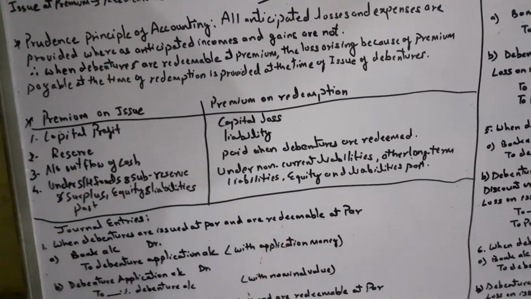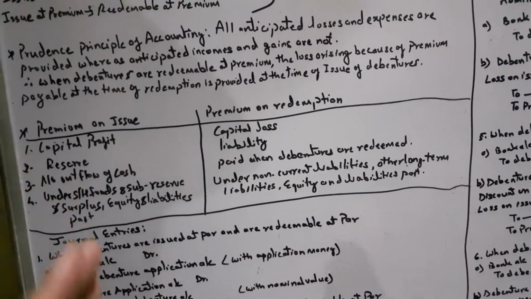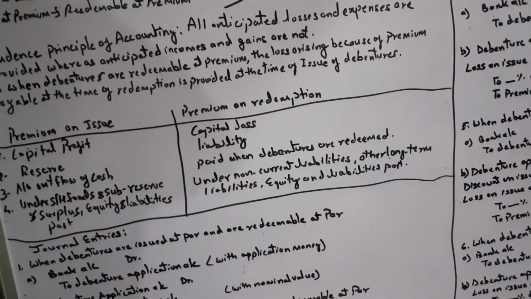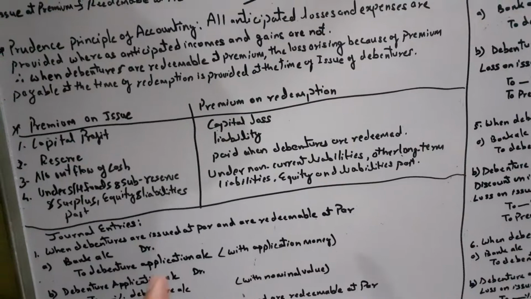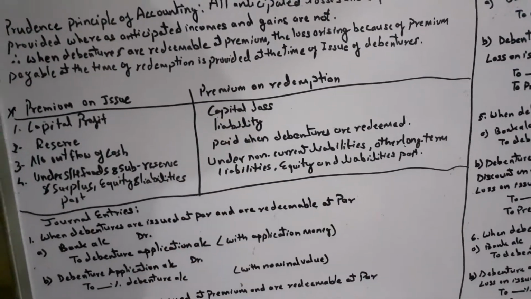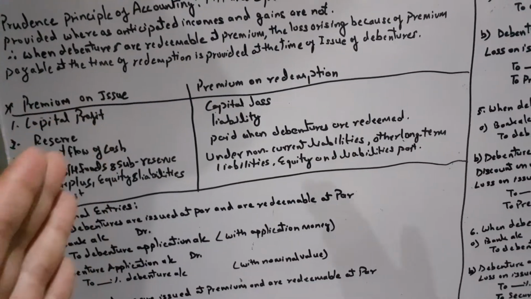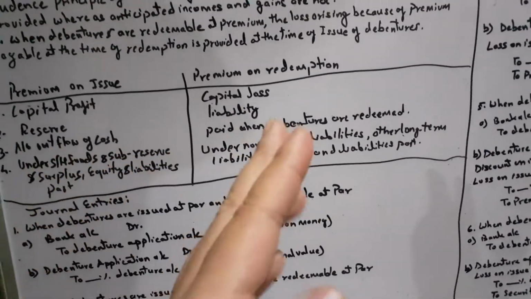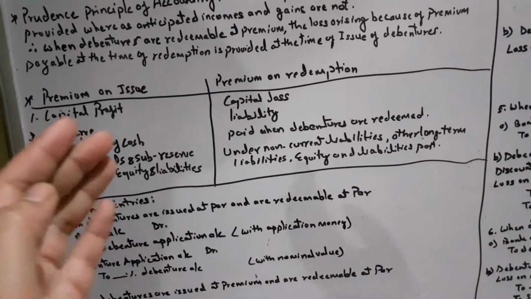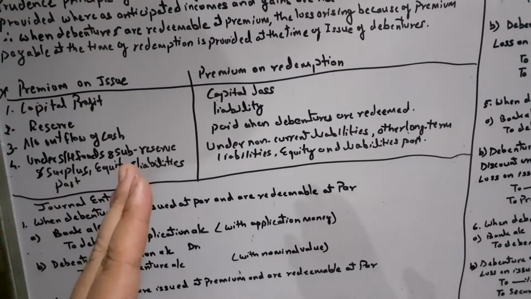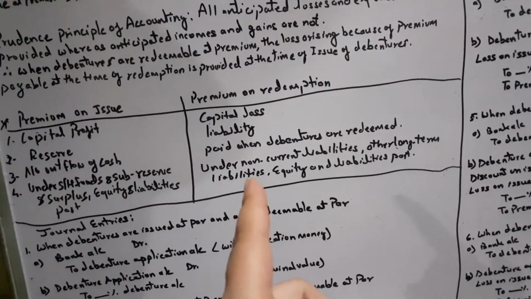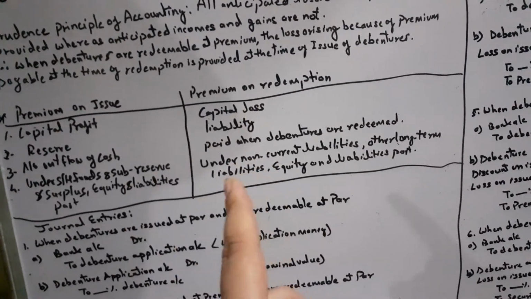This is something very important. See, when you issue debentures at premium, it is a capital profit, whereas if the premium is given on redemption, it's a capital loss for the company. Premium on issue is kept as a reserve, whereas premium on redemption is a clear-cut liability. On premium on issue there is no outflow of cash, but since here we are paying the debenture holders, there is an outflow of cash.